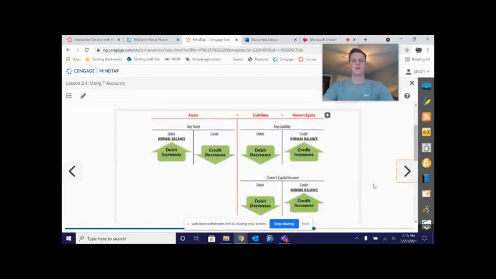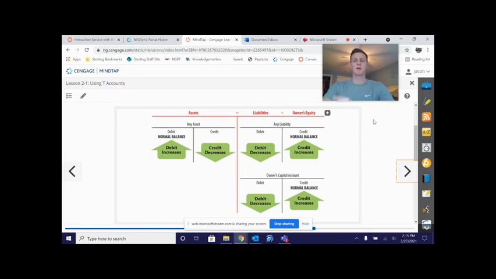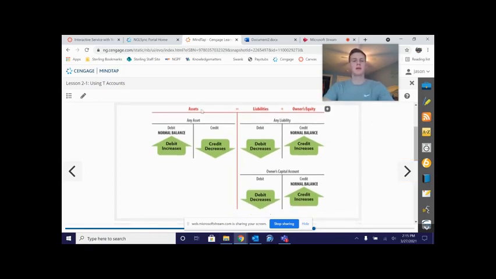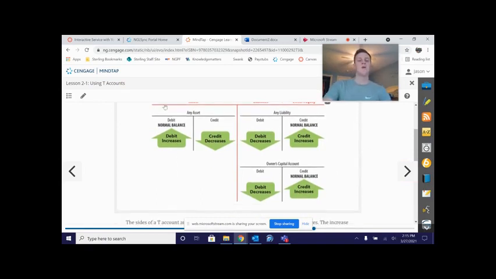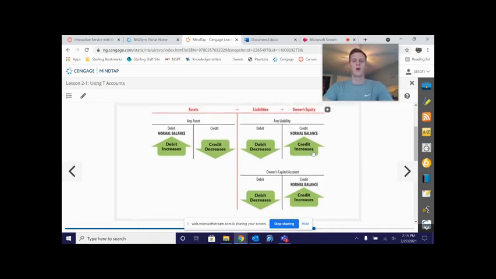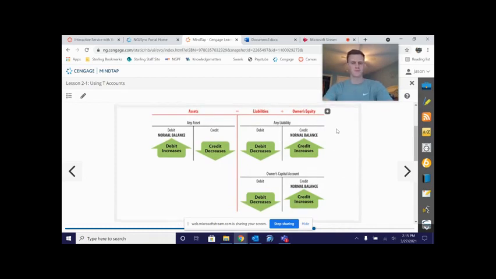This page right here, this picture right here, is something that you guys want to commit to memory. This is something you guys want to put into your notes. This is the meat of today's lesson. What this is showing is how debits and credits affect different accounts depending on what classification they are, what side of the accounting equation they are.